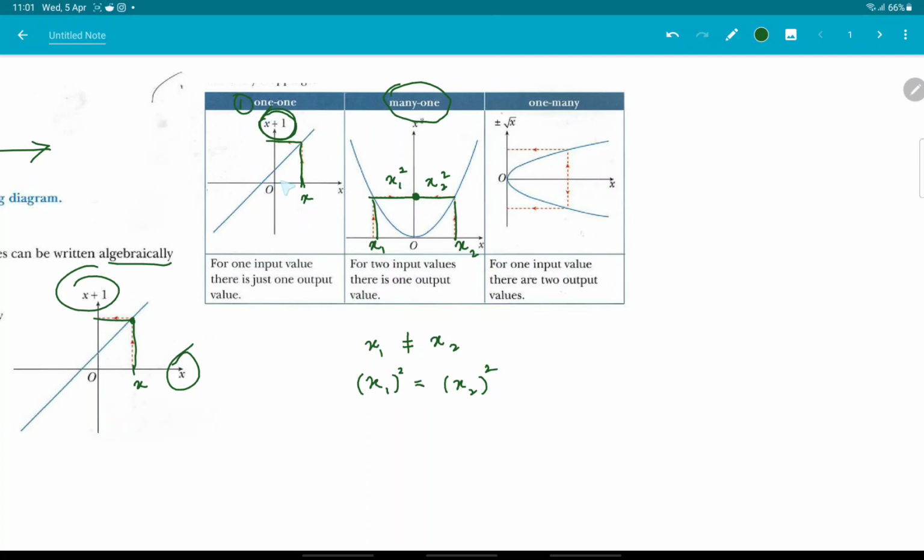But for this one-to-one, let's say this one is x2 and this one is x1. If I say that x1 is not equal to x2, then x1 plus 1 and x2 plus 1 will give you x1 plus 1 is not equal to x2 plus 1. It satisfies the definition of the one-to-one relation.